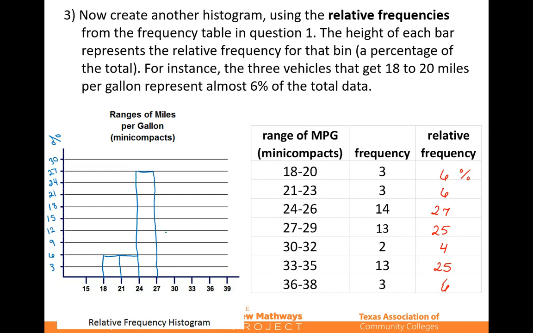27 to 29, I need 25%. Now this time I'm going to have to do a little bit of an estimate. 25 is not on the bar, but it should be 1/3 of the way. There we go. 30 to 33, or 30 to 32 really, was 4%. 33 to 35 was 13%. So we go back up, I mean not 13%, 25%. So we go back up to 25.